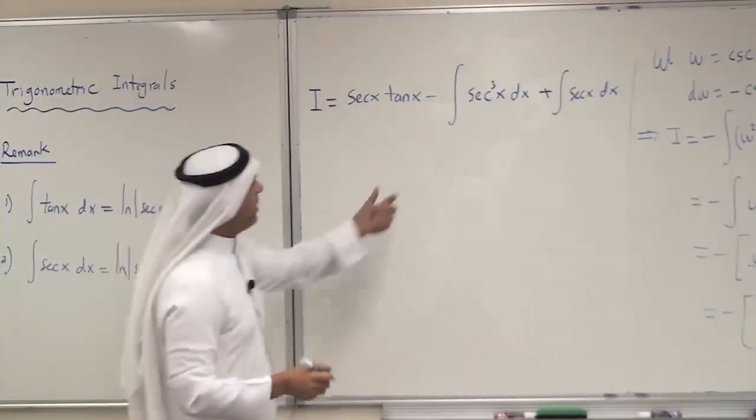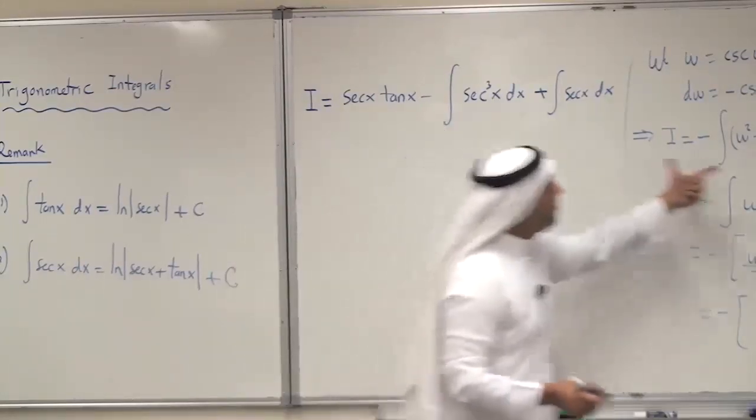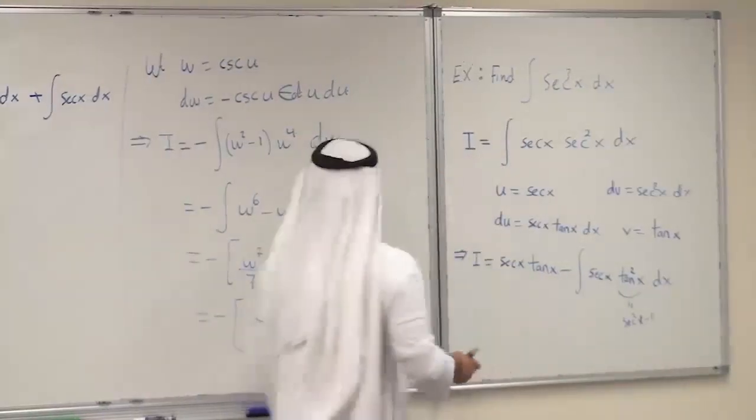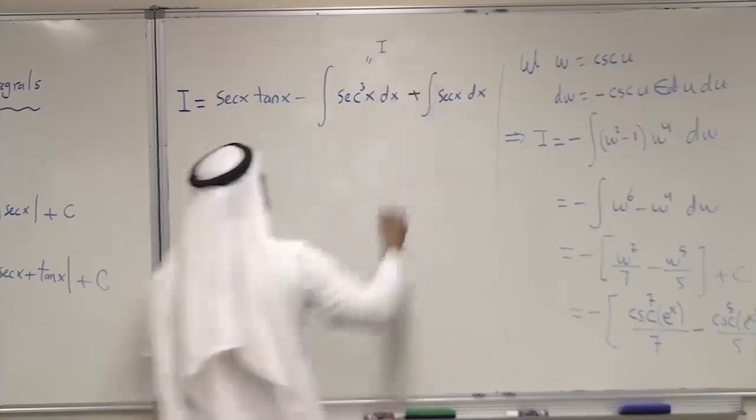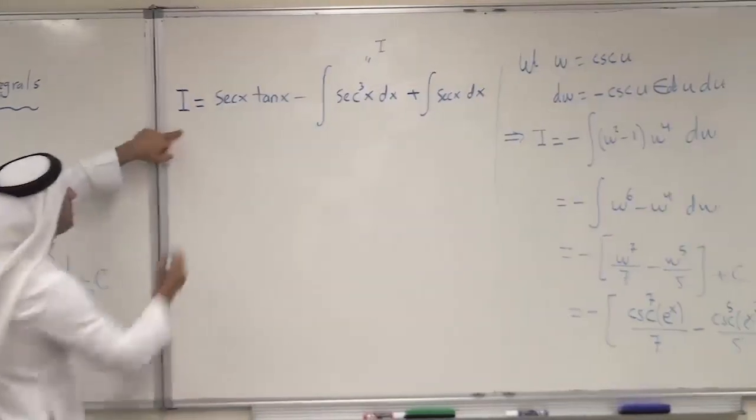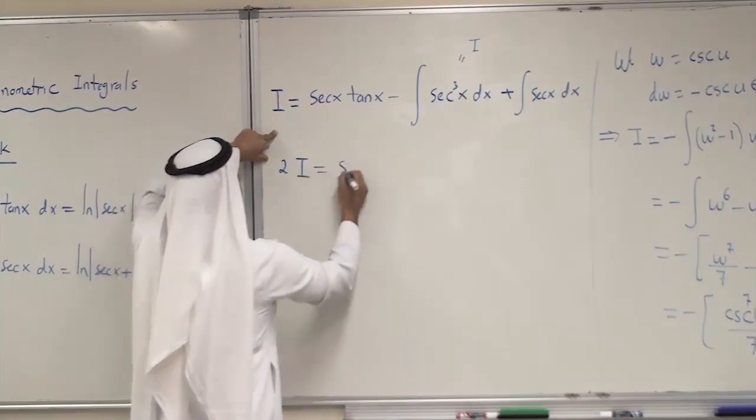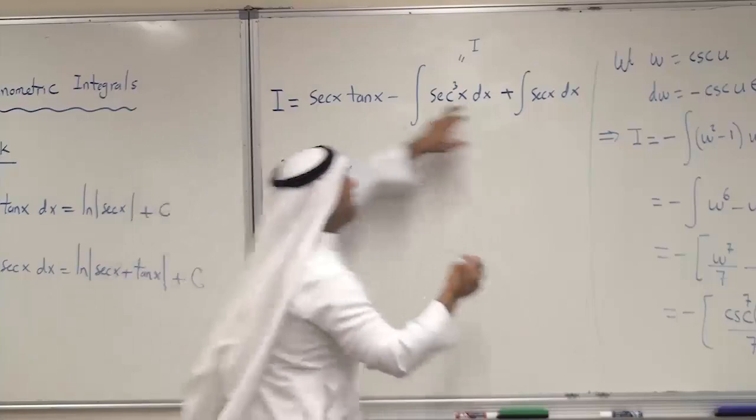But take care of this. What is this? Integral of secant cubed. What we started with. Integral of secant cubed, which I called I. So this is nothing but I. What I will do, I will take it to the other side. So what do we get here? I get 2I is equal to secant of x tangent of x, plus the integral of secant.